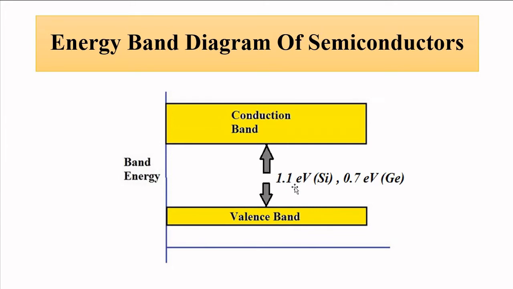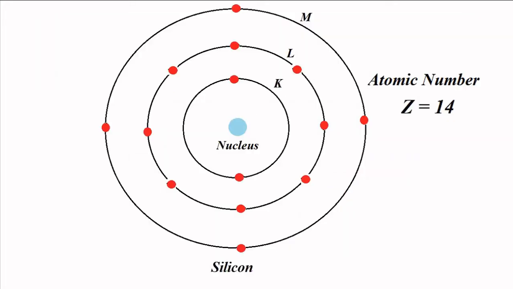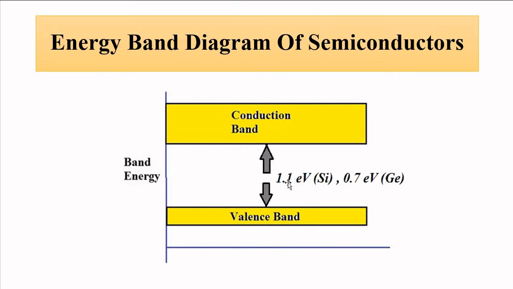Please don't confuse them with the barrier potential. Barrier potential is different from this forbidden energy gap. Barrier potential is 0.7 volt for silicon, and for germanium it is 0.3 volt. So don't confuse them. If we want the 4 valence electrons of silicon to become free and conducting electrons, we have to supply them with this much energy, 1.1 electron volt for silicon, 0.7 electron volt for germanium.